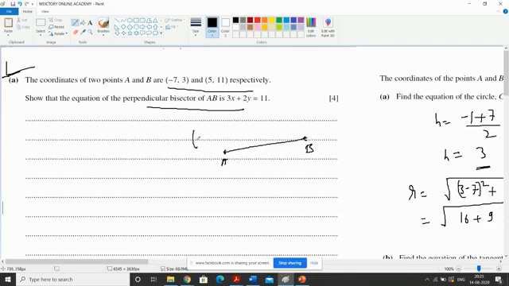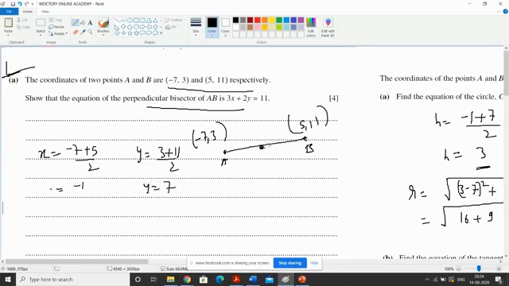So A is minus 7, 3, B is 5, 11. The midpoint is minus 7 plus 5 divided by 2, which is minus 2 divided by 2, which is minus 1, and the y is 3 plus 11 divided by 2, which is 14 divided by 2, y is 7. So we got the midpoint.